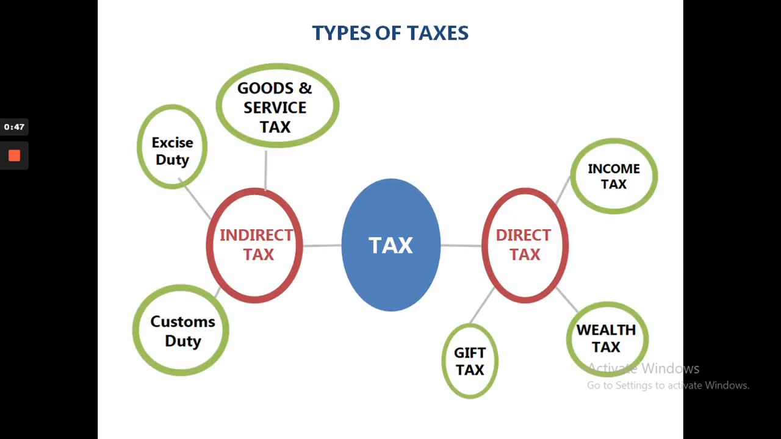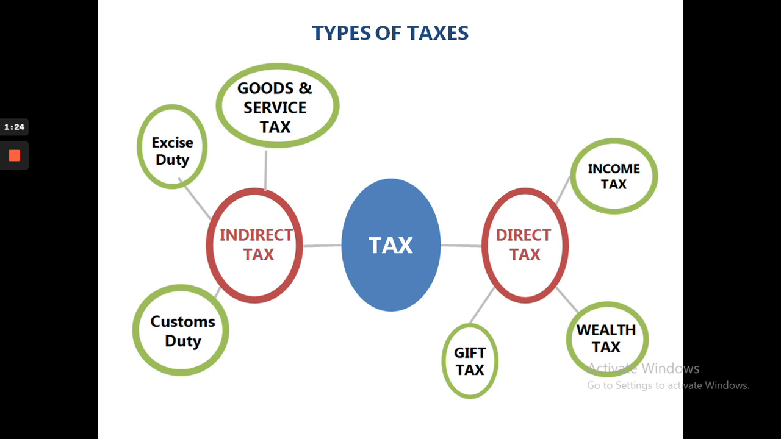Broadly, there are two categories of taxes in India, namely direct taxes and indirect taxes. Direct tax is paid by taxpayers directly to the government. It is levied on the income of individuals and corporates. It cannot be transferred to others. Example, income tax.